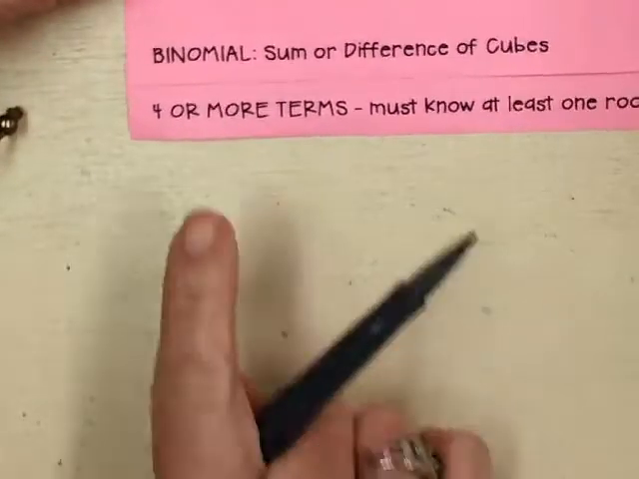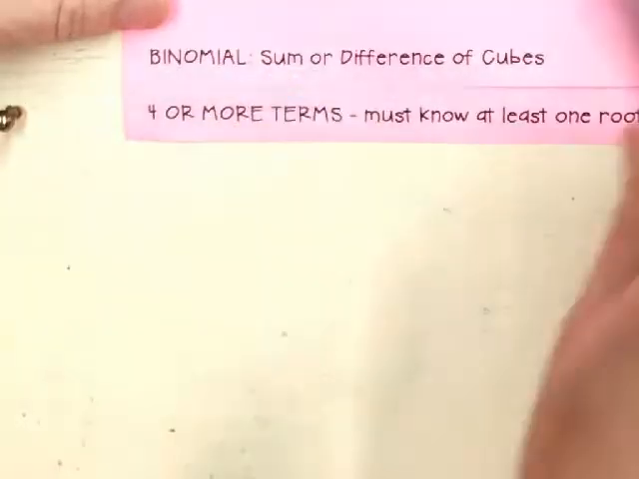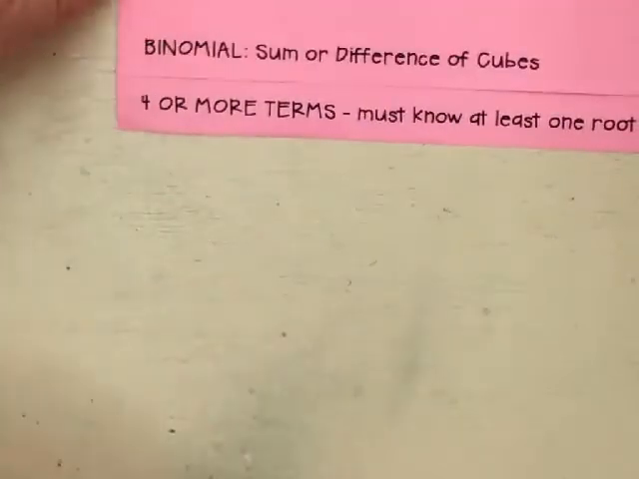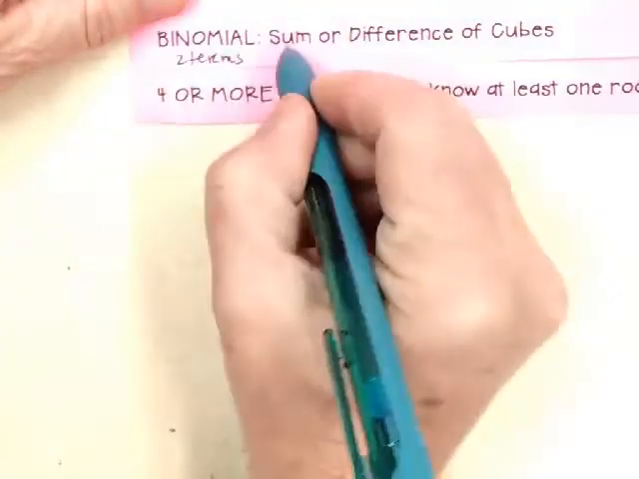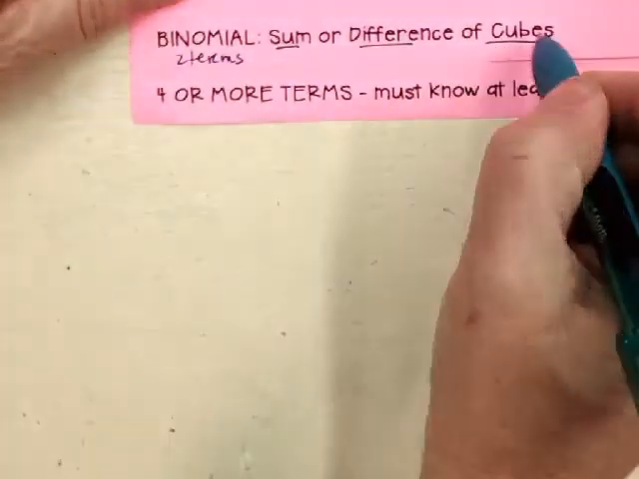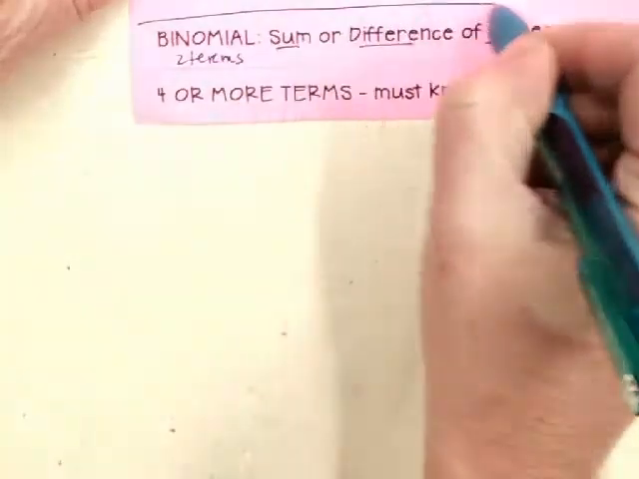Alright, next one. It's going to be another binomial. That means if it's a binomial, it's only going to have two terms. And we're going to do a sum or a difference of cubes. So right down here at the bottom, make yourself about that much room.